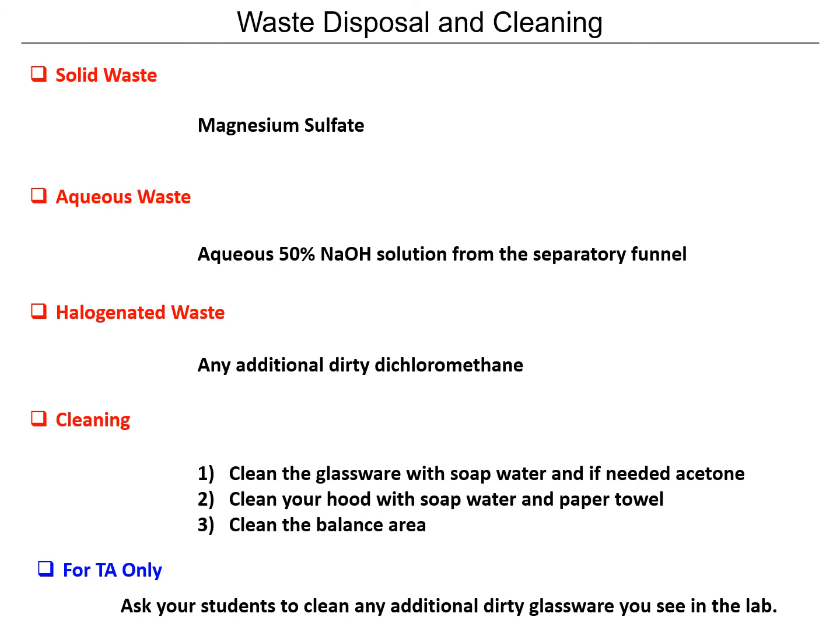The waste disposal and cleaning. So the solid waste is going to be the magnesium sulfate. We're going to have aqueous phase waste, which is the aqueous 50% NaOH solution from the separatory funnel, and the tap water as well. We're going to have halogenated waste, which is any additional dirty dichloromethane. For cleaning, clean the glassware with soap, water, and if needed, acetone. You should request this from your TA. Clean your hood with soap, water, and paper towels. Also, make sure to clean the balance area to avoid any loss of points. And for the TA only, I need to ask all of you to clean any additional dirty glassware that we see in the lab. Remember, we need to work as a team to keep our environment clean.